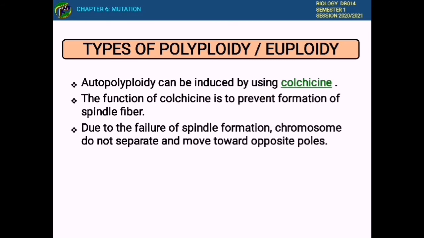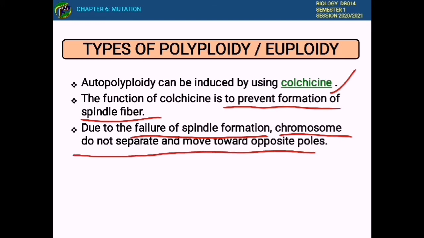Autopolyploidy can be induced by using colchicine. The function of colchicine is to prevent formation of spindle fibers. Due to the failure of spindle fiber formation, chromosomes do not separate and move toward opposite poles during meiosis.